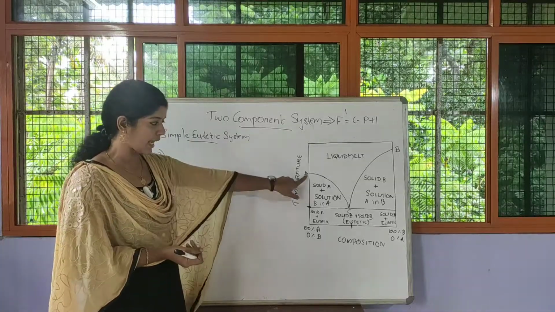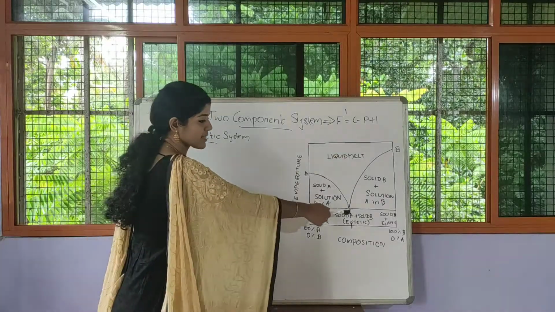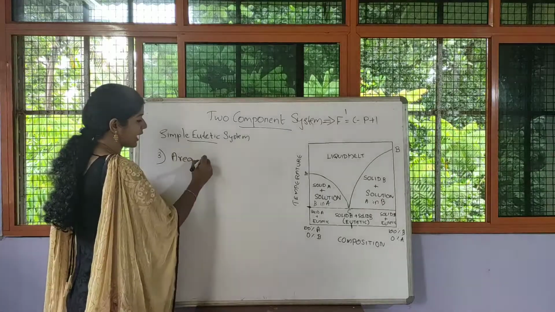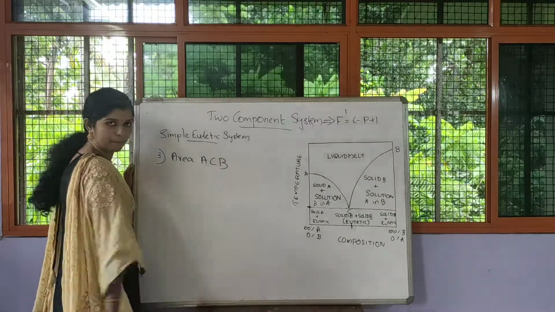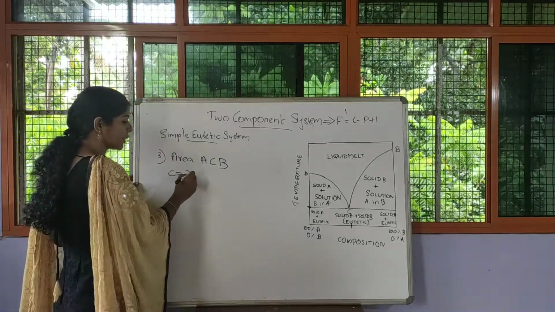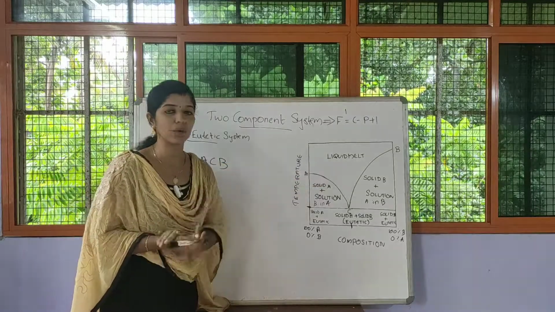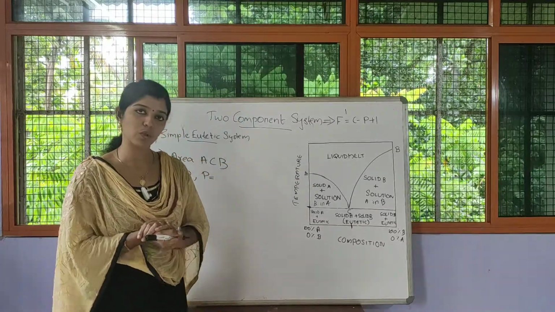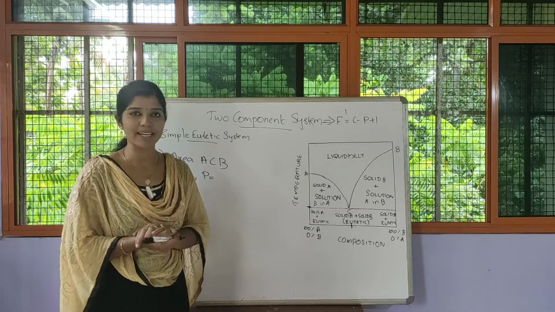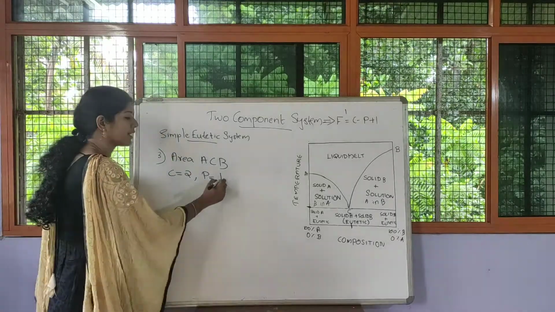Now let us consider the area ACB, this outside region, that is ACB. In that region, the number of components will be 2, and what is the number of phases? It exists as a liquid melt region which will have the solutions of both A and B. Since the solutions of A and B are completely miscible with each other, there is only one phase. So the number of phases will be 1.